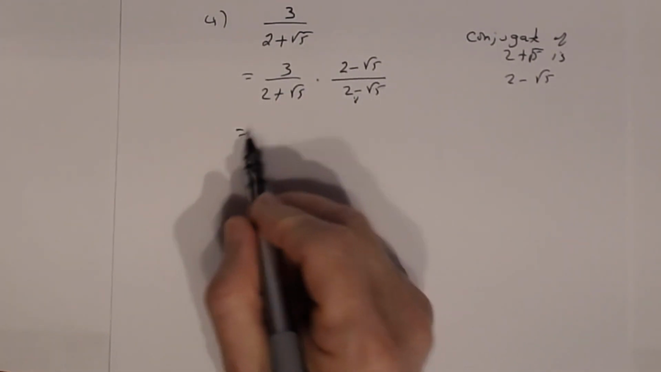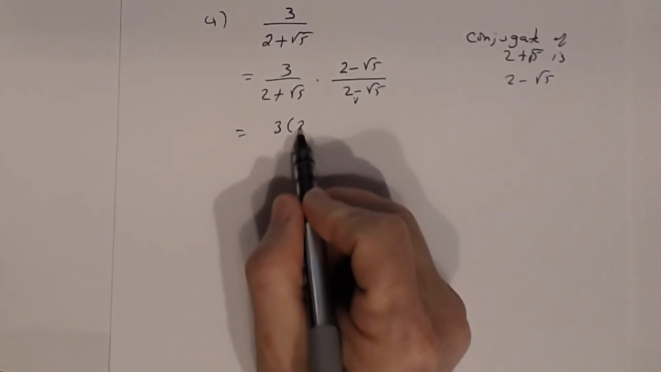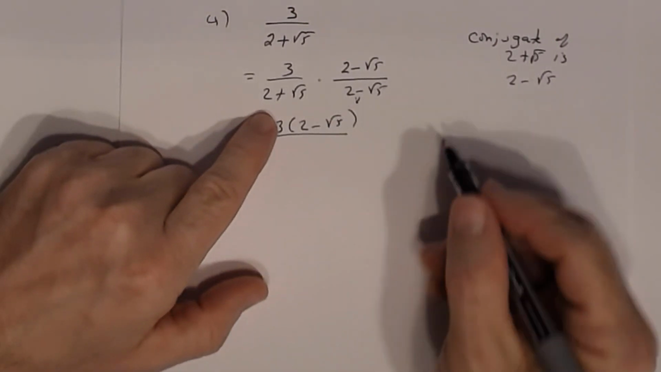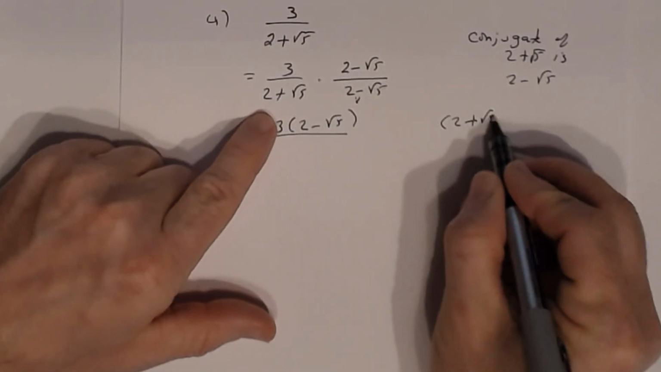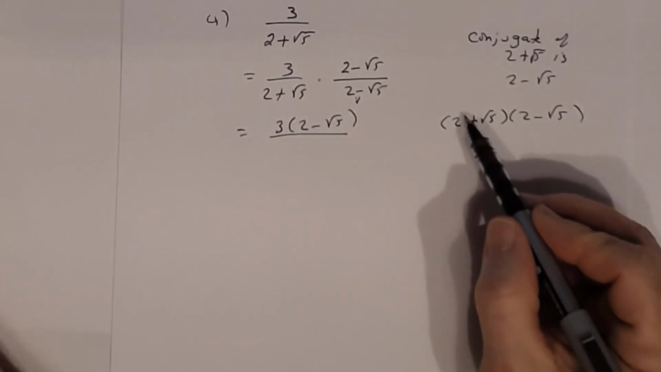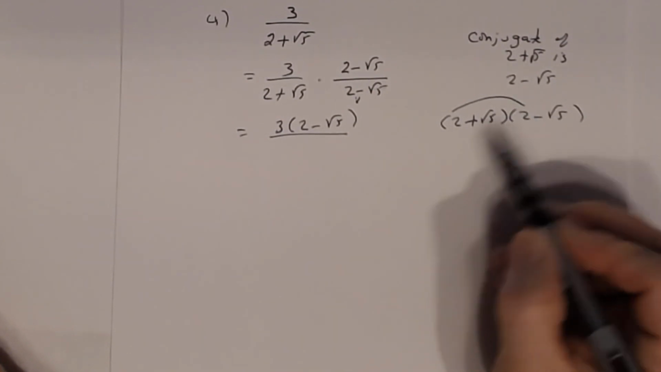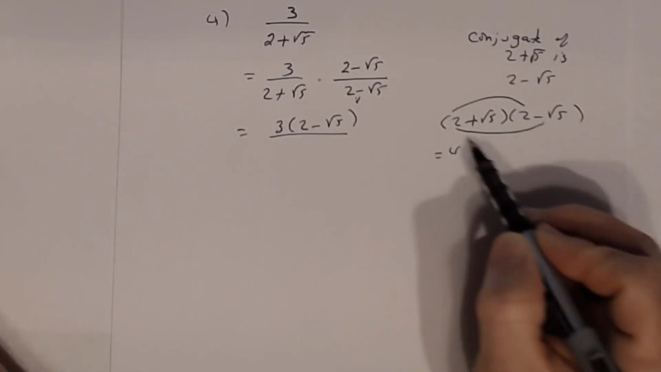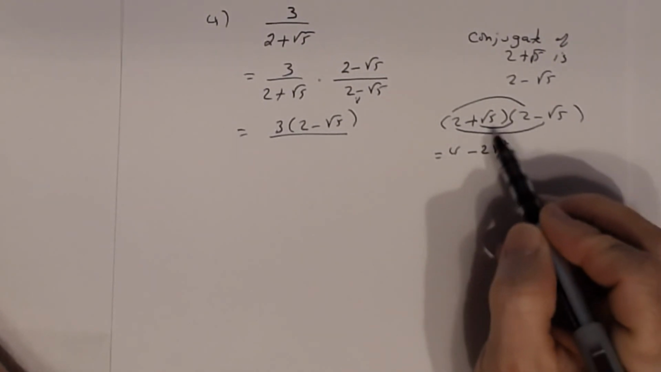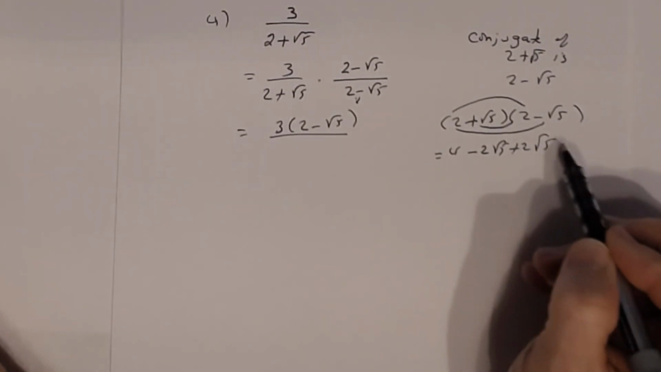And so now what happens is this: I have 3 times 2 minus the square root of 5 divided by, and then we're going to FOIL this out. So basically you have 2 plus the square root of 5 times 2 minus the square root of 5. And so if you FOIL, 2 times 2 is 4. The outer is 2 times the negative square root of 5, which is negative 2 square root of 5. The inner is a positive 2 square root of 5.